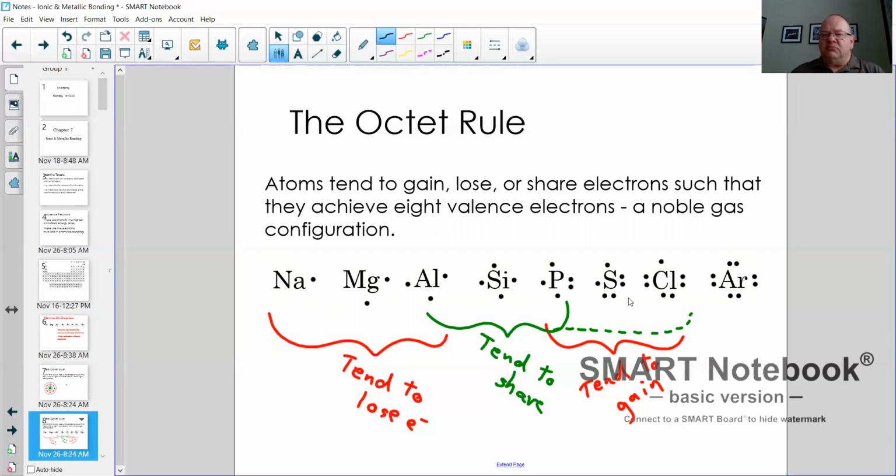These atoms tend to gain electrons because look, if chlorine's got 7 valence electrons, if it just gains 1 more, it would have a configuration just like argon. If chlorine were to lose electrons, well, it'd have to lose 7. So think about losing 7 or gaining 1.